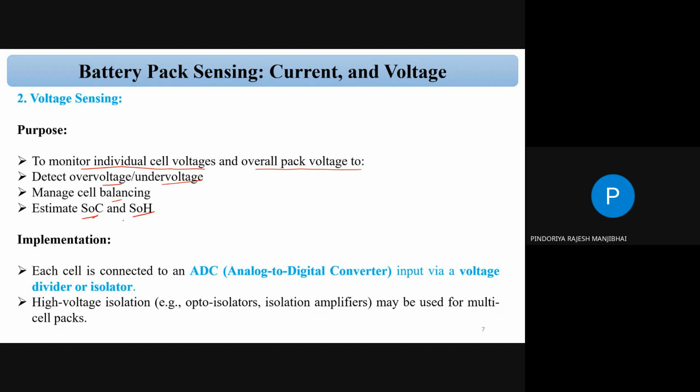Okay. Implementation: each cell is connected to the ADC. ADC is nothing but analog to digital converter. Input via voltage divider, also isolator. Correct. Because we have to measure the voltage, we can use the voltage divider, otherwise the isolator. High voltage isolation, for example the opto isolator or isolation amplifier, may be used for the multiple cell pack.